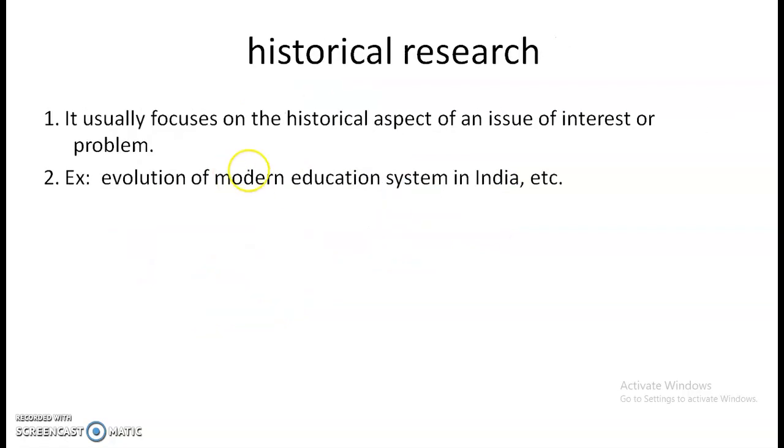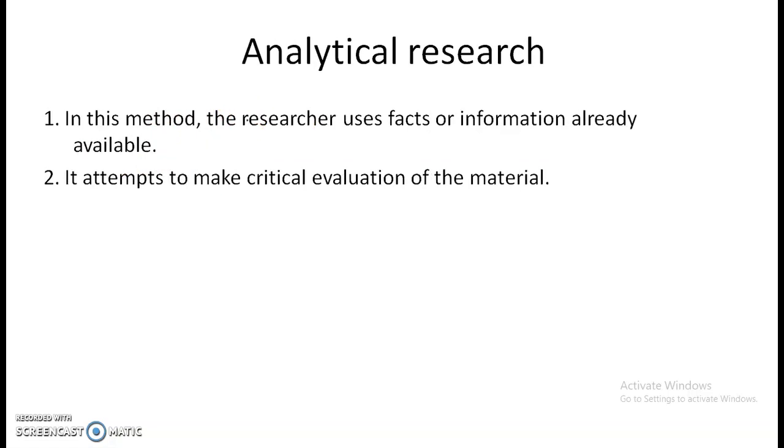Next, historical research. Historical research means it usually focuses on the historical aspect of an issue of interest or the problem. For example, how the modern education system evolved, or how life on earth existed, how water came on the earth, how the earth formed, such type of things. So doing research based upon that type of thing is nothing but historical research.